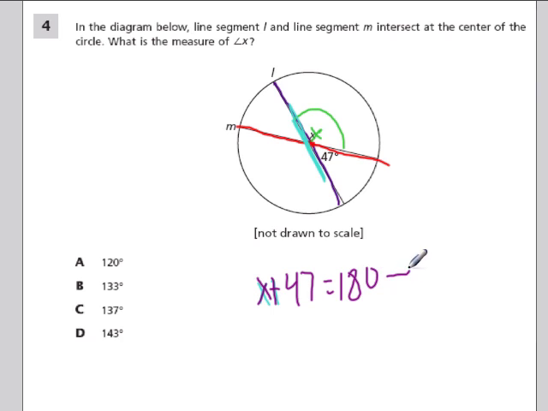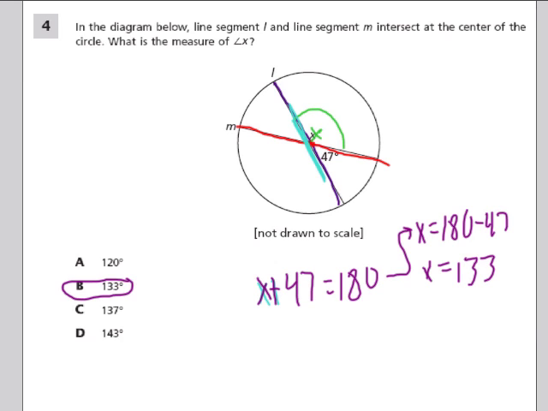So again, I'm just going to subtract 47 from 180. X will equal that. And what do I get? Well, 180 minus 40 is 140, minus 7 is 133. So in this case, angle x is 133 degrees.